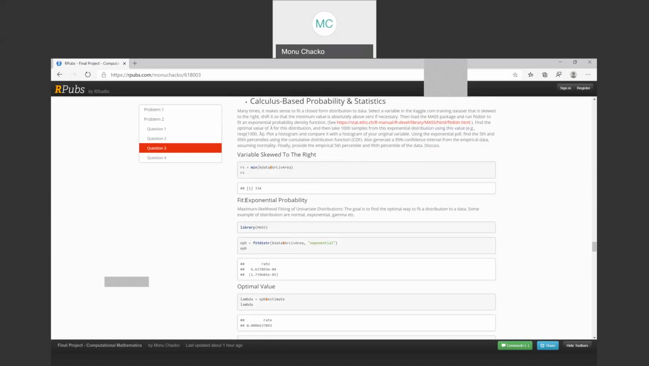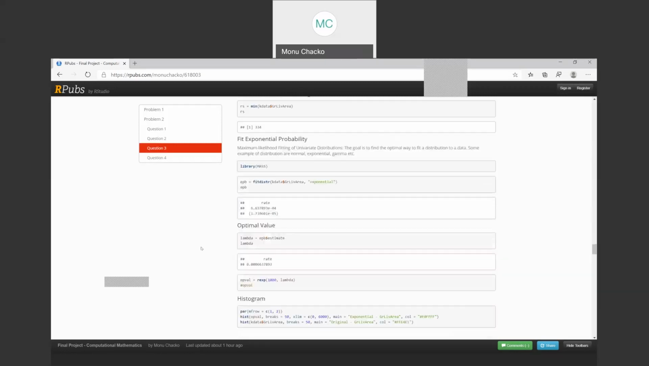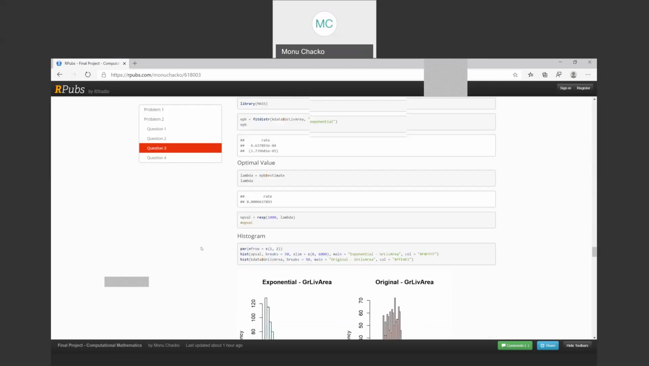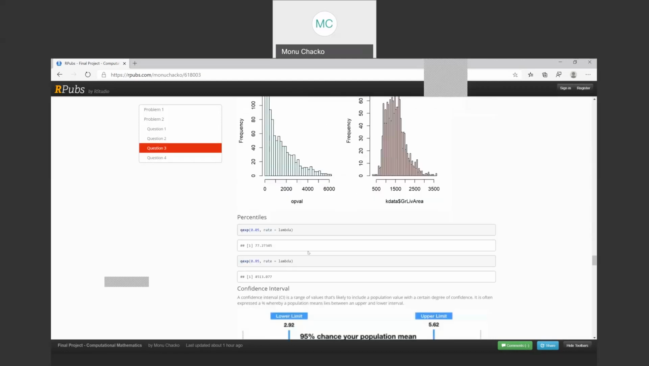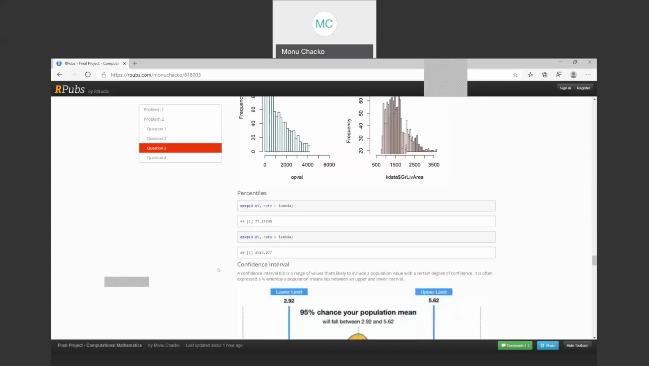So here, this is interesting. Fit. Maximum likelihood fitting. You can take your data and fit it to a type of distribution. For example, you can take data and make it normal or exponential or gamma or whatever you want. You just have to specify it here and do analysis on that, and then you can find the optimal value and things like that. This is a histogram of exponential data, and this is the original data here. And these are the percentiles, 0.5 and 95 percentile.